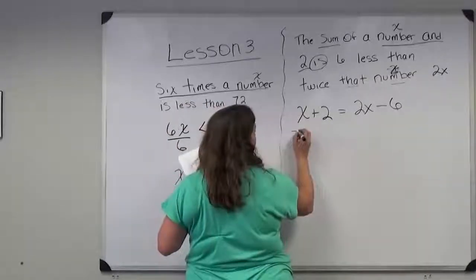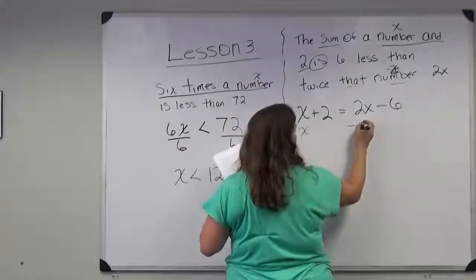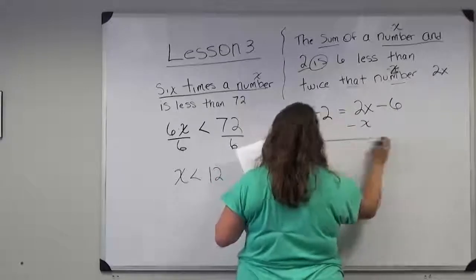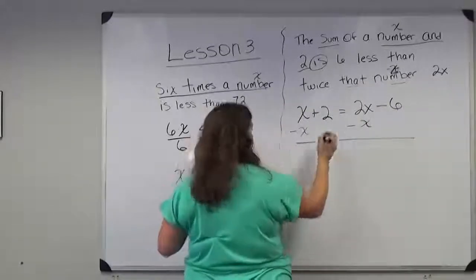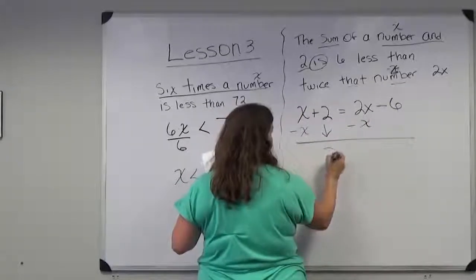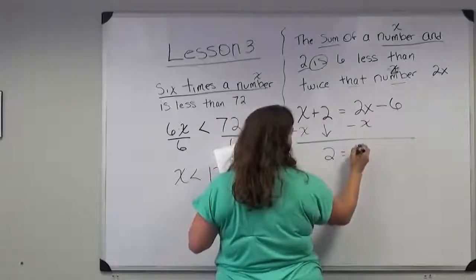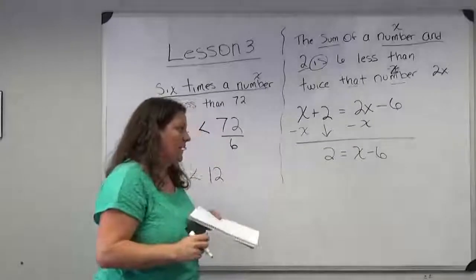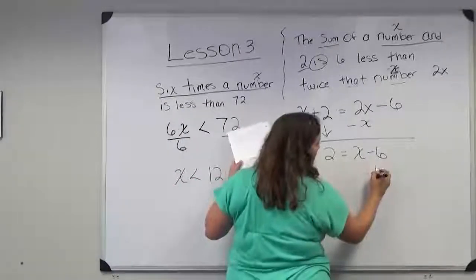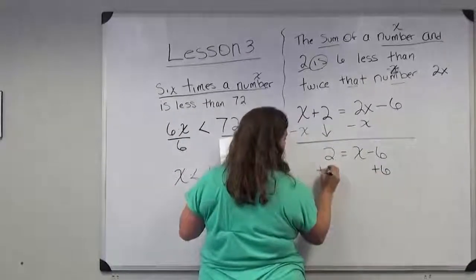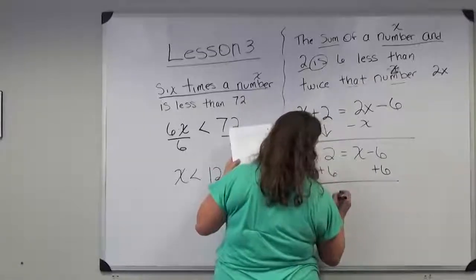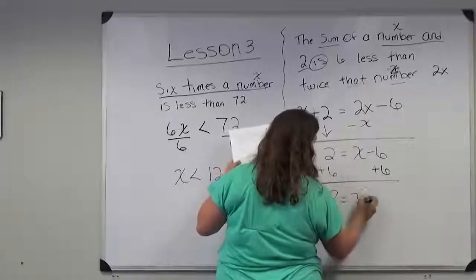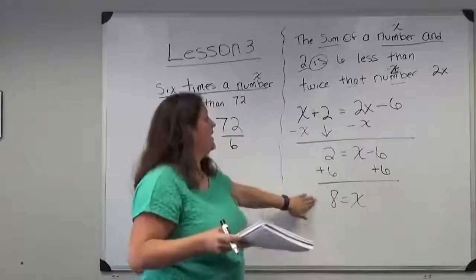So we subtract x from each side because we need to have x on one side of the equation. Bring our 2 down. And that equals x minus 6. And now to get that x all alone, we add 6 to each side. So now we know that 8 is x.